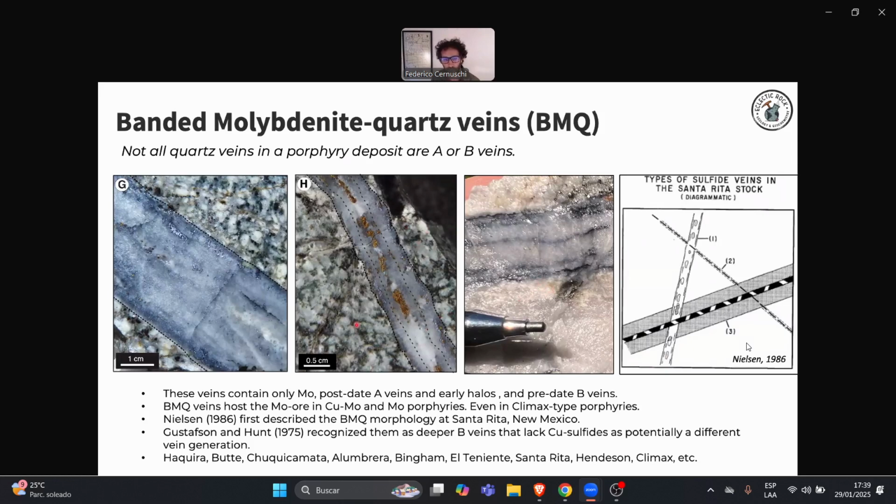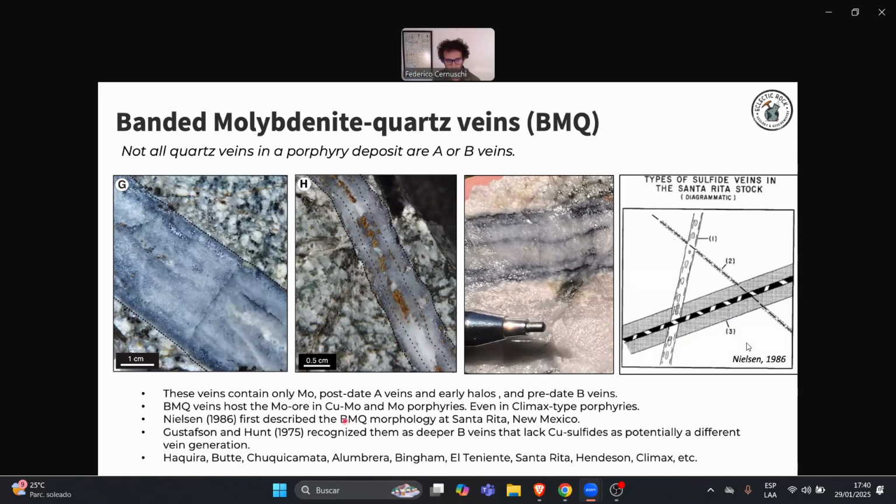Especially in South America, these were recognized as B veins before because they are commonly reopened by B veins. When you see this in cathodoluminescence, you see that the texture in the center line is different, and that's where you have the copper sulfides. So this is a reopening of a banded molybdenite quartz by a B vein.